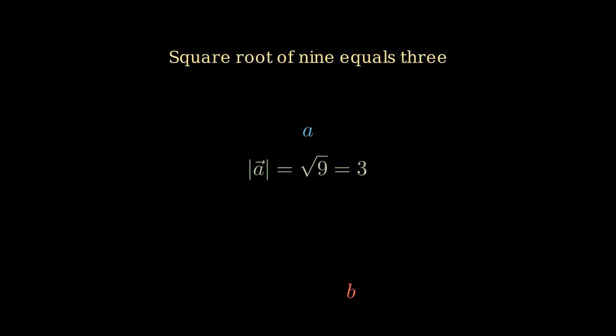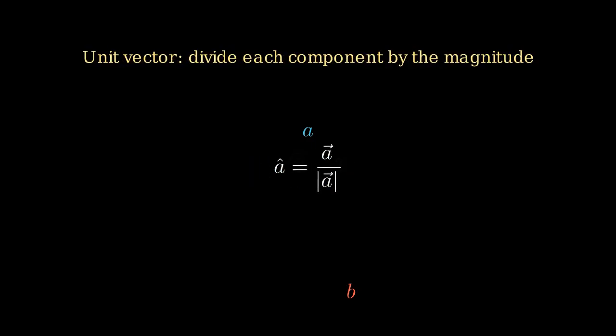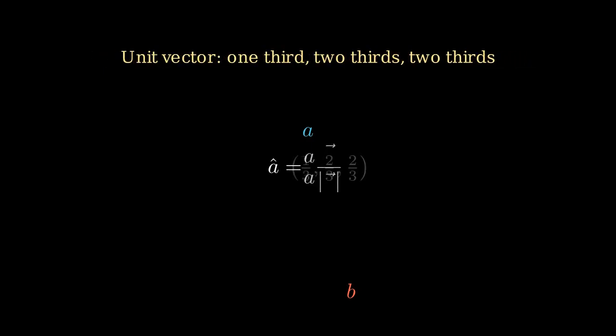To find a unit vector, we divide each component of A by its magnitude, which is 3. So the unit vector in the direction of A is 1/3, 2/3, 2/3.